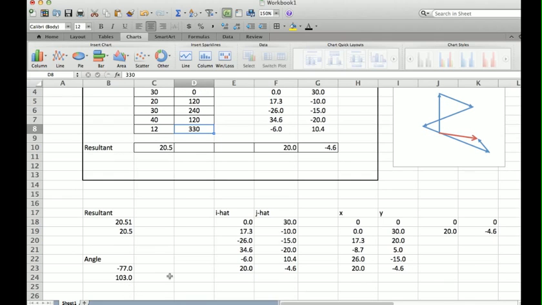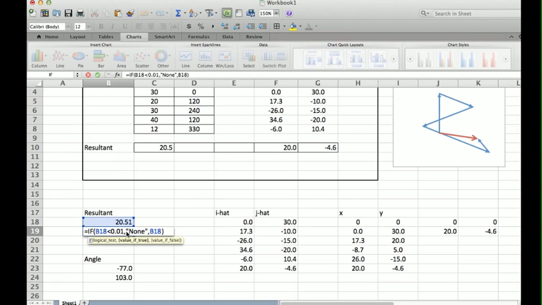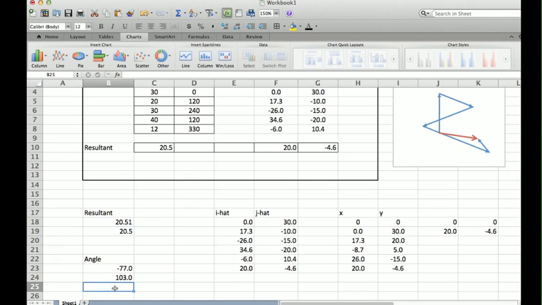Okay. Now again, remember up here, if B18 was less than 0.01, then I wanted to print none. Okay. So I'm going to copy that. So I want to print, if the resultant is 0, I want it to print none in the resultant and in the angle. So I'm going to come down here, copy this in. If B18 is less than 0.01, print none. Technically, if it's not, then I don't want it to print the resultant. I want it to print the angle. So I'll do it that way.